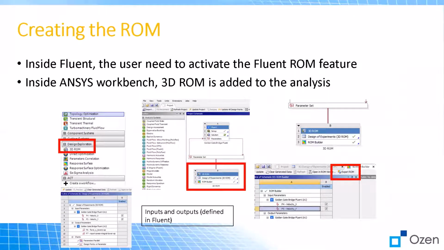So after we created the FLUENT model, we need to create the ROM. So inside FLUENT, we have to activate the FLUENT ROM feature. And then inside Workbench, we use a 3D ROM from Design Explorer to create the ROM based on the input, which in our case is the velocity in the X direction and the velocity in the Y direction. We use a design of experiments to create this response surface. And we have an array of the points of interest, which we then use to create the ROM.